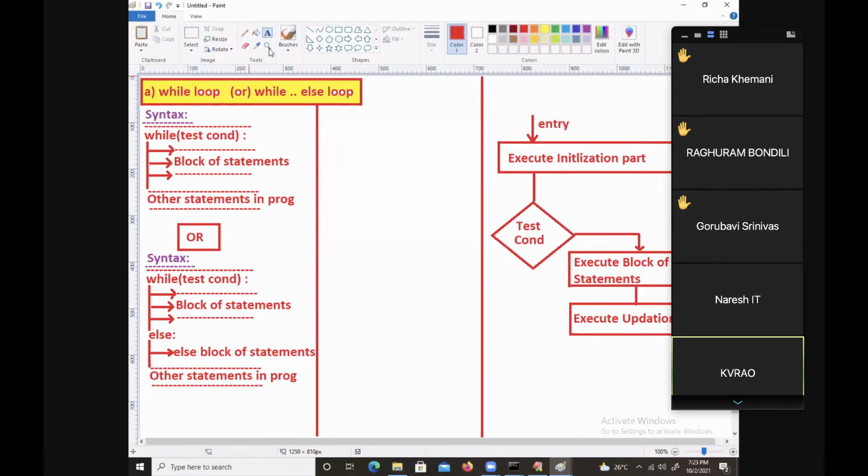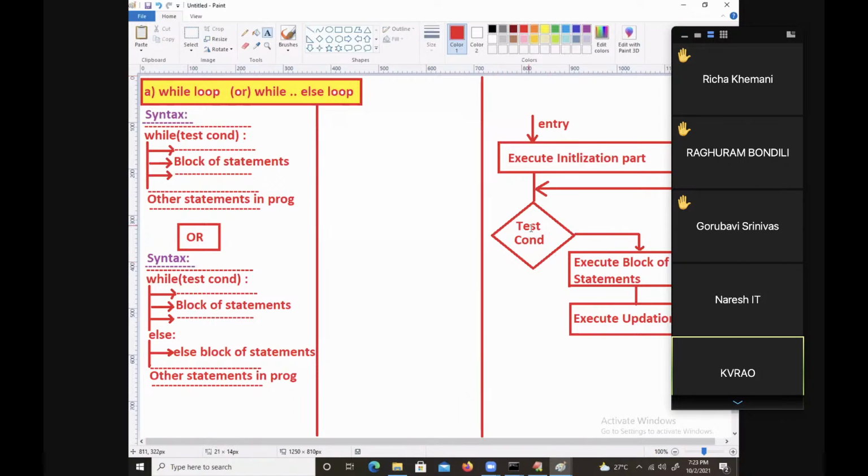The control will go back to the condition again. That is very, very important. The control will go back to where? Here you see carefully, here I am writing, carefully observe it: the updation part. This clearly shows the updation part, try to get it. Once the updation part is done, the control goes back and the test condition is tested again.